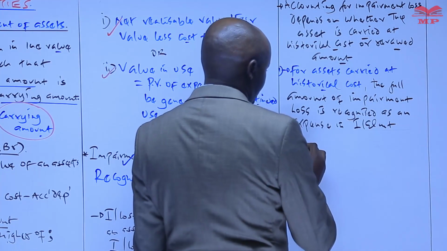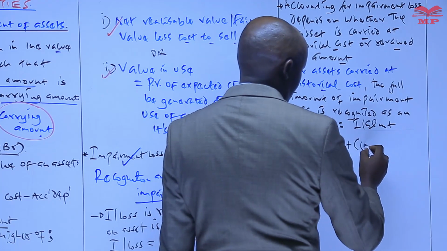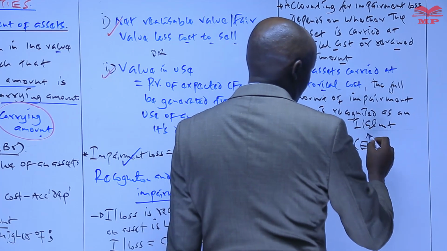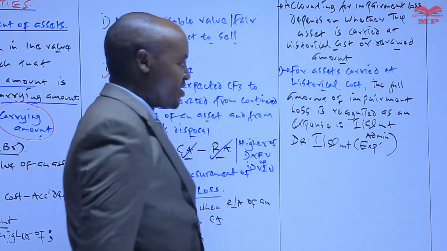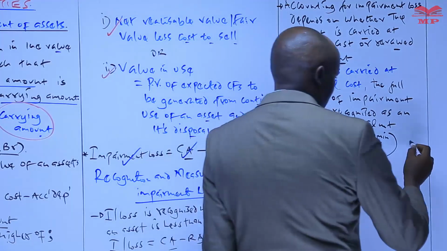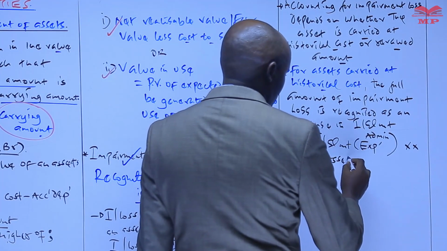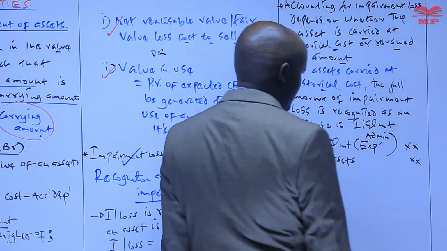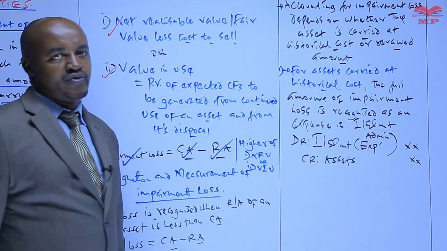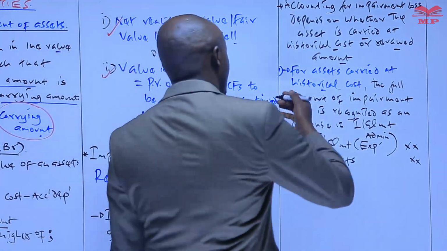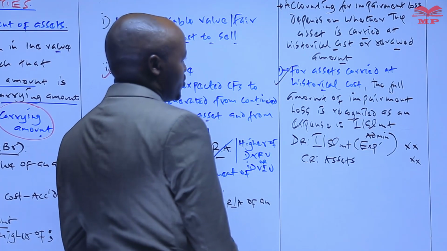And how do we account for that particular impairment loss? We debit it in the income statement. By debiting that impairment loss in the income statement, it means that we are accounting for that as an expense, and specifically, that impairment loss should be included as part of the administrative expenses. And then we credit the asset account. The reason why we credit the asset account is to reduce the carrying amount of that particular asset to an amount equivalent to the recoverable amount. So that's how we account for the impairment loss for those particular assets which are carried at historical cost.